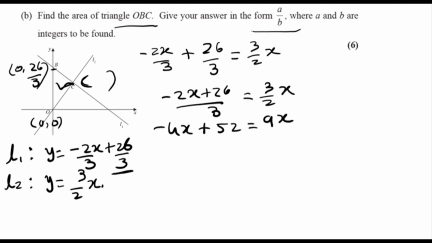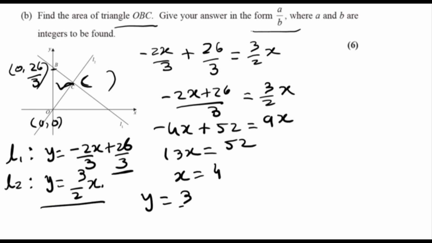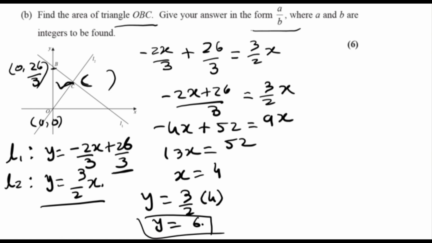And then I can move minus 4x to this side. So that will give me 13x is equal to 52. x is equal to 4. When I substitute in this equation, y is equal to 3/2 times 4, which gives me 6. So the coordinate of this point I can say is (4, 6), right?